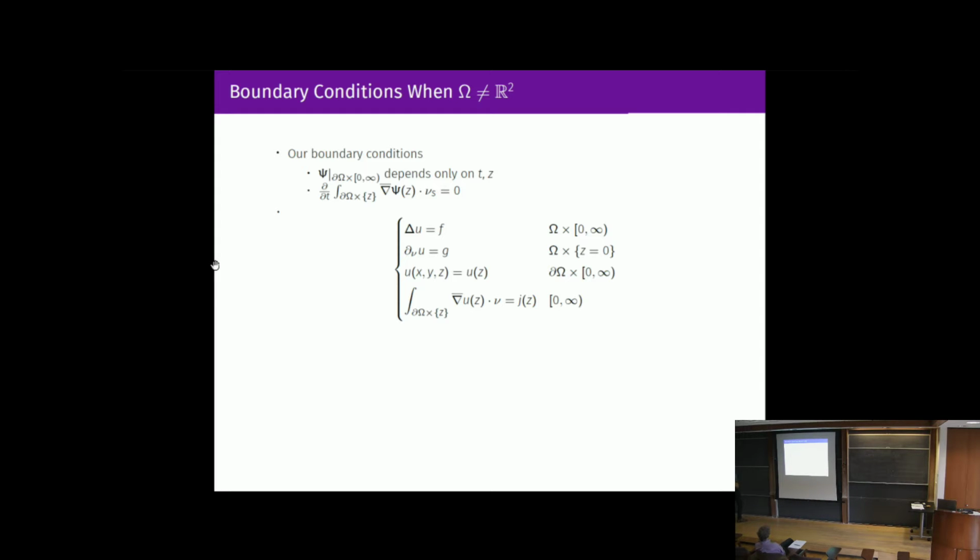All right, so the way we went about this was to find the right Hilbert space. And our Hilbert space is simply u in H1, for which u restricted to the lateral boundary only depends on z.